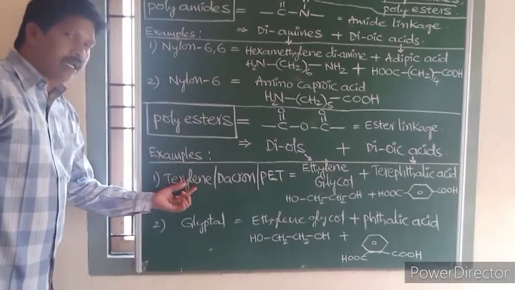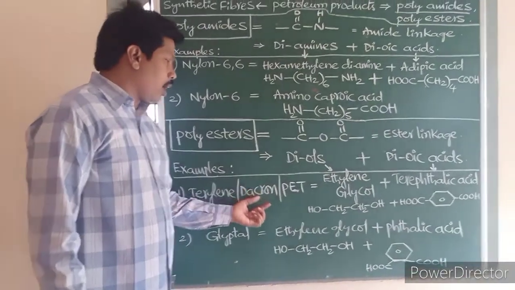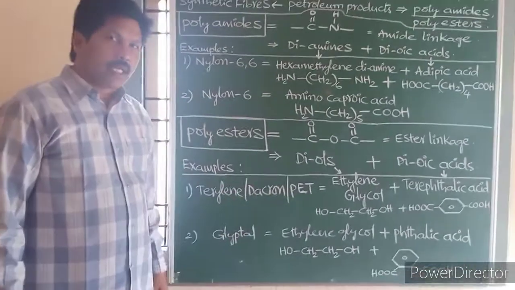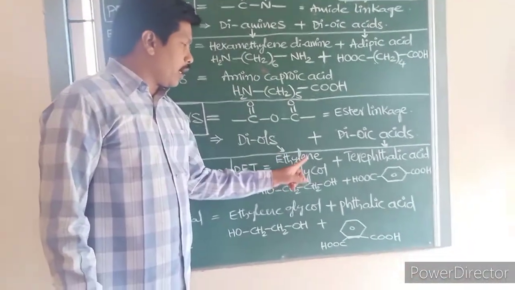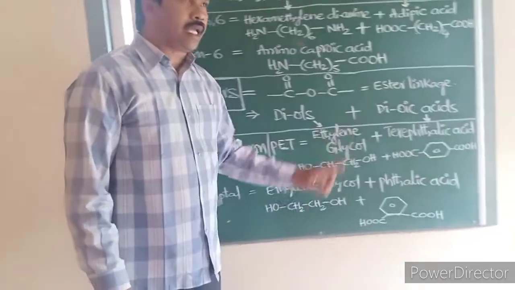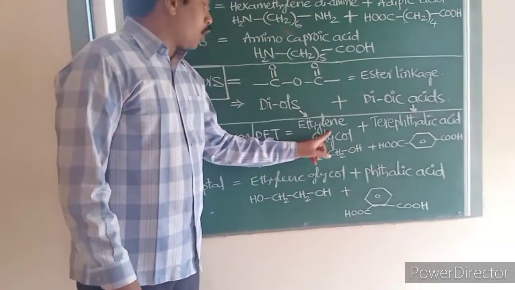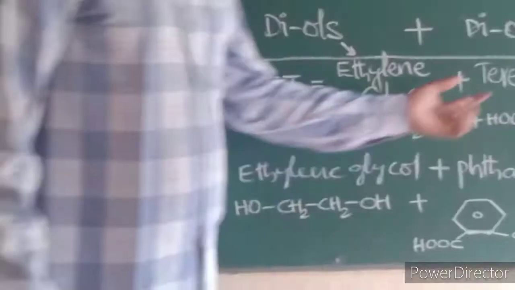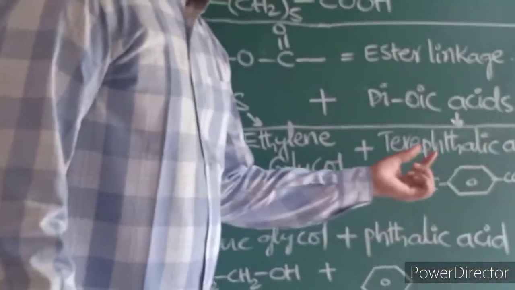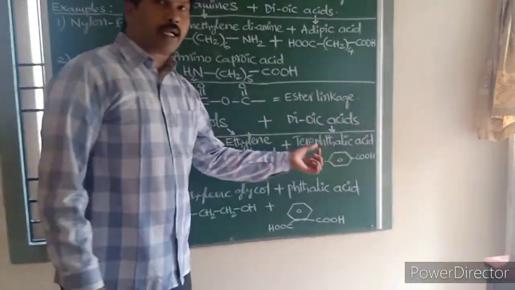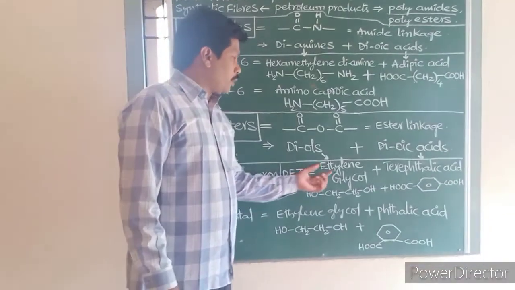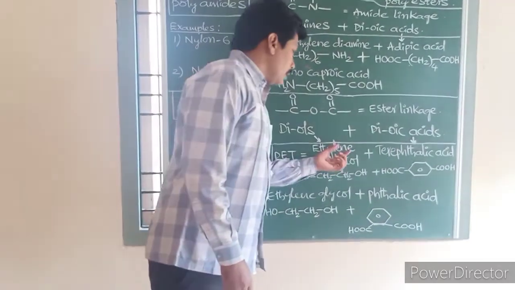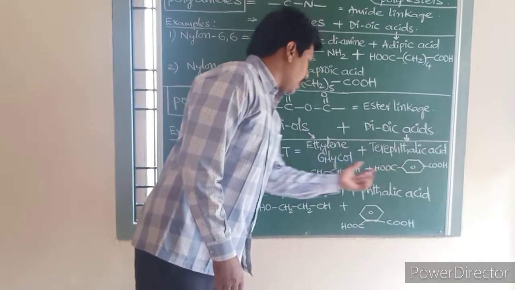The first example, terylene, is also known as Dacron or PET. PET means polyethylene terephthalate. It is a condensation polymer of ethylene glycol and terephthalic acid. This ethylene glycol contains 2 alcohol functional groups, 2 hydroxy groups. And terephthalic acid means the COOH groups are at the first carbon atom and the fourth carbon atom. Like this, these 2 monomers' formulas are like this.